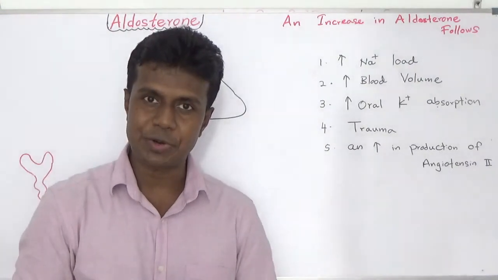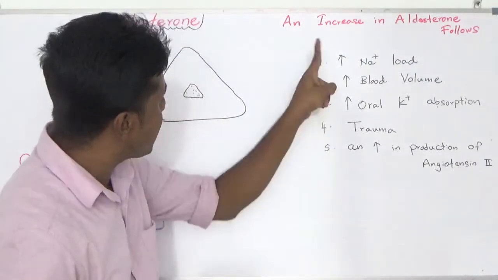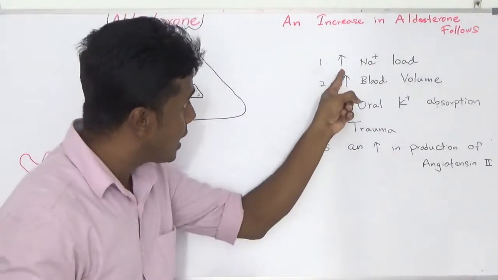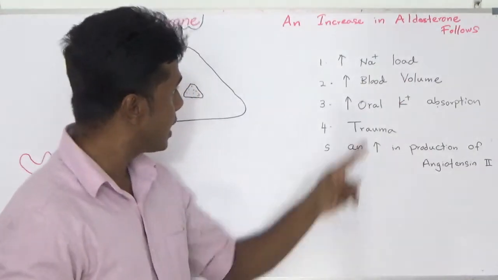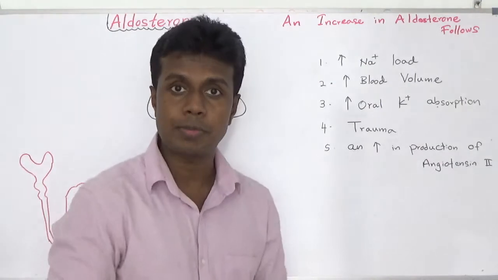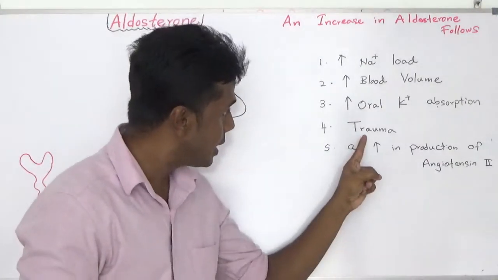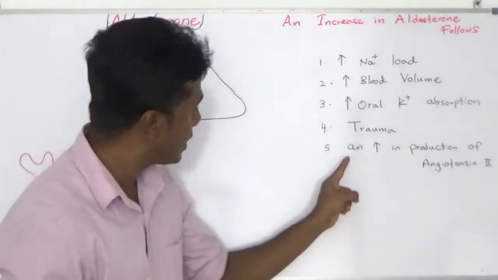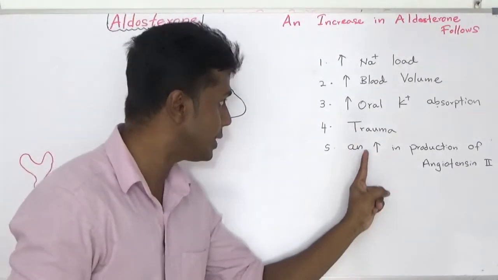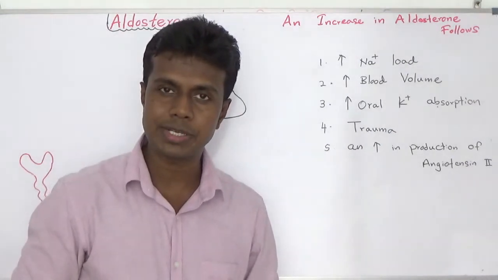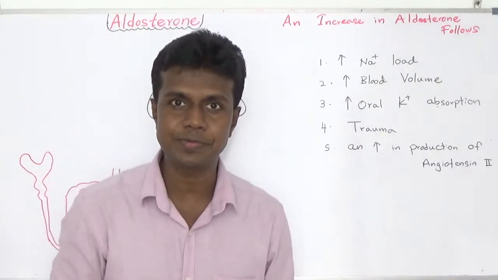MCQ 1, aldosterone. It says an increase in aldosterone follows increased sodium load, increased blood volume, increased oral potassium absorption. An increase in aldosterone you can see in a patient with trauma, and with increased production of angiotensin II. What do you think? What is aldosterone?